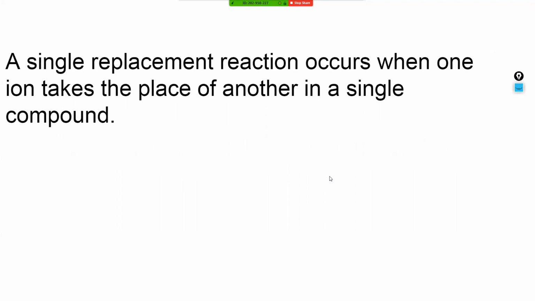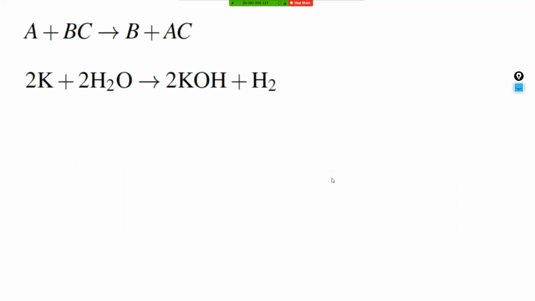Okay, again, a single replacement occurs when one ion takes the place of another. So in this example, you might see A plus BC produces B plus AC. So here's what's happening here: C is switching. So C is now attached to B, but on this side it's now attached to A. So only one thing switched.